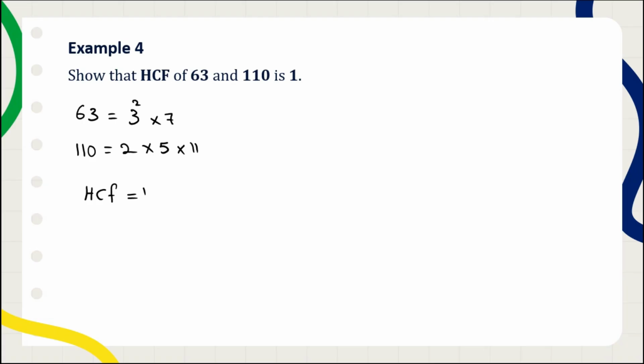Now here is something interesting. Whenever two numbers have an HCF of 1, mathematicians give them a special name. They are called coprime numbers. A pair of numbers is coprime if their only common factor is 1. Now many students hear the word coprime and think that both numbers must be prime numbers, but that's not true. In fact, 63 is not a prime number, it's a composite number, and 110 is not prime either. So both are composite numbers. Yet they are still coprime because they share no common factor greater than 1.